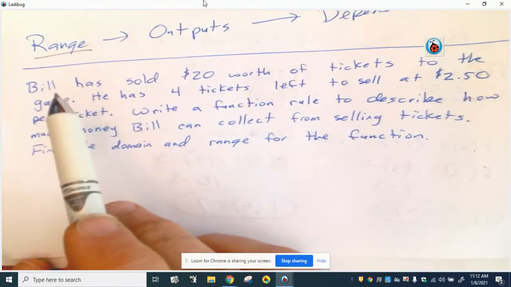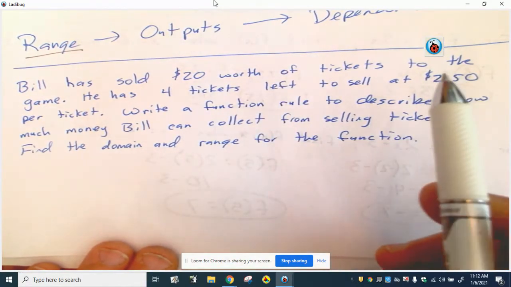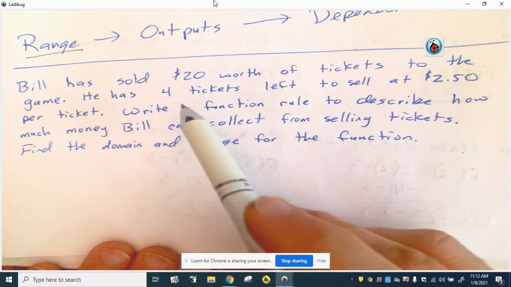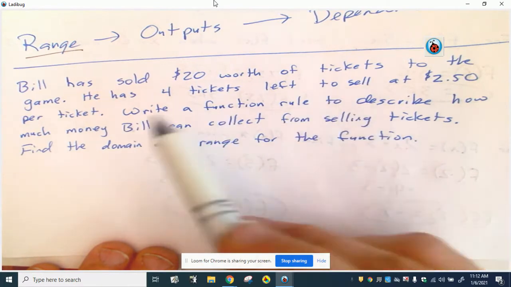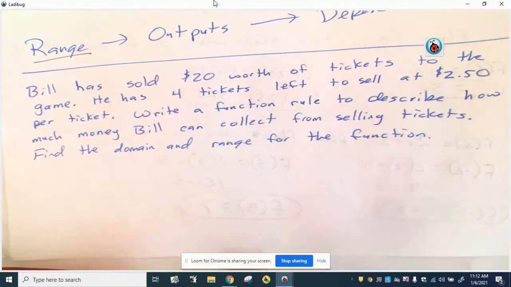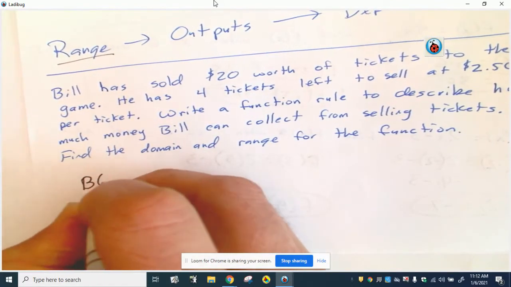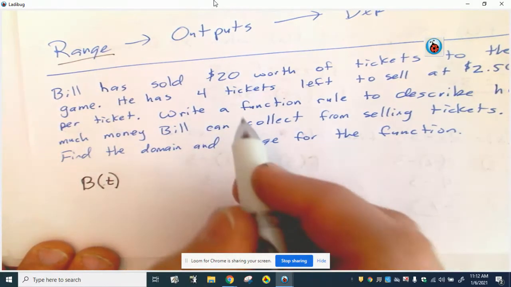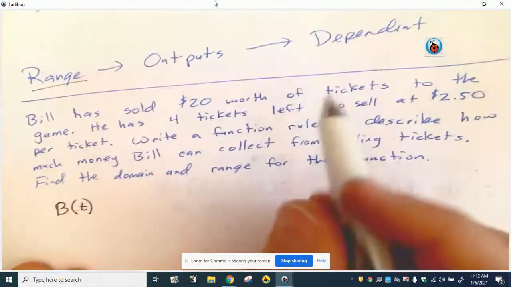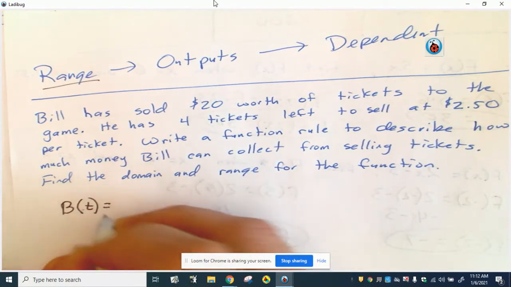So let's take this example here. Bill has sold $20 worth of tickets. He's already got $20 to the game. He has 4 tickets left to sell at $2.50 per ticket. Write a function rule to describe how much money Bill can collect from selling tickets. Well, let's use B of T, right? Number of tickets. The number of tickets is the input. That's going to be our independent variable, right? How much money he has depends on how many tickets he's going to sell.